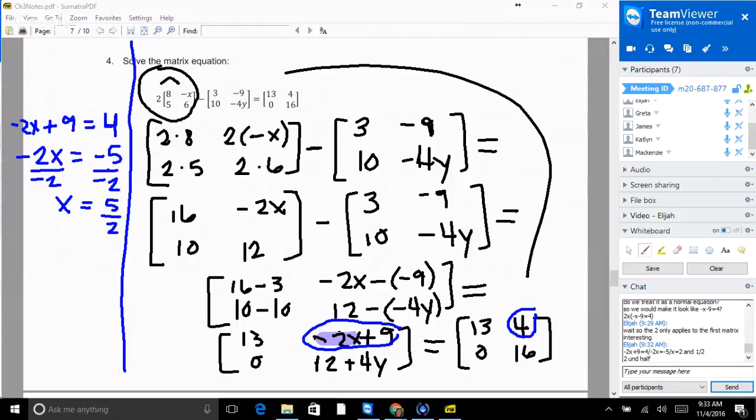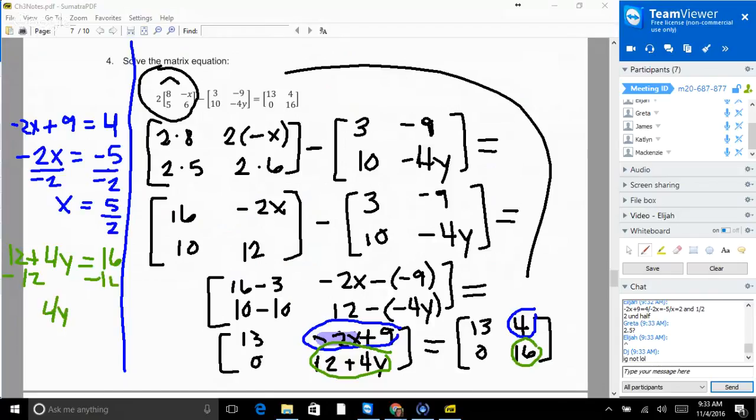Okay. And then the same thing with our last position here, right? Our second column, second row. We have 12 plus 4y is equal to 16, right? So we have 12 plus 4y equals 16. We need to subtract 12 from both sides, and we get 4y equals 4, or y equals 1.